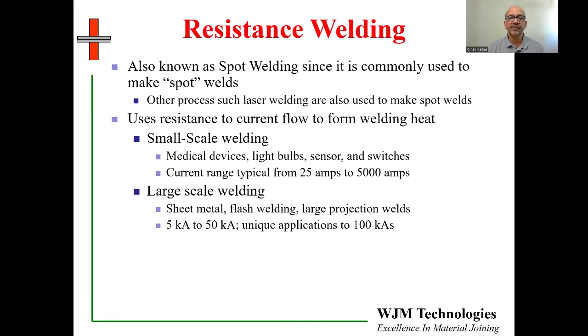There's another set of industry which caters to large-scale welding, which is automotive and aerospace, primarily looking at structural welds, where we are welding sheet metal, flash welding, and large-scale projection welding, where the current can be of the order of 5,000 amps to 50,000 amps, sometimes up to 100,000 amps, but that's very rare. In most cases, the welds are of the order of, say, 10,000 amps to 25,000 amps.